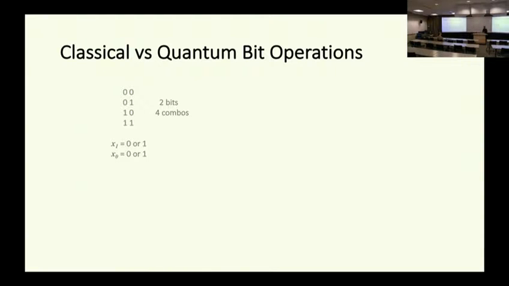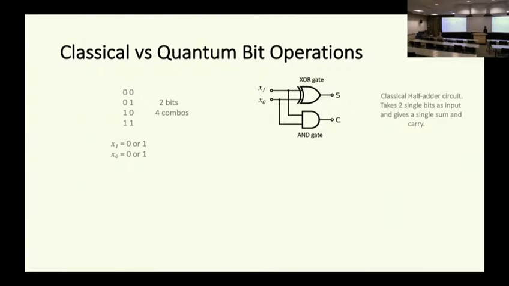So let's look at the bit operations now. And I'll give you a simple circuit. Basically, it's a combination of 2 gates. It's a half adder circuit. Basically, it takes 2 single bits to input and gives a single sum and a carry. So it sums the 2 bits and gives you a carry.